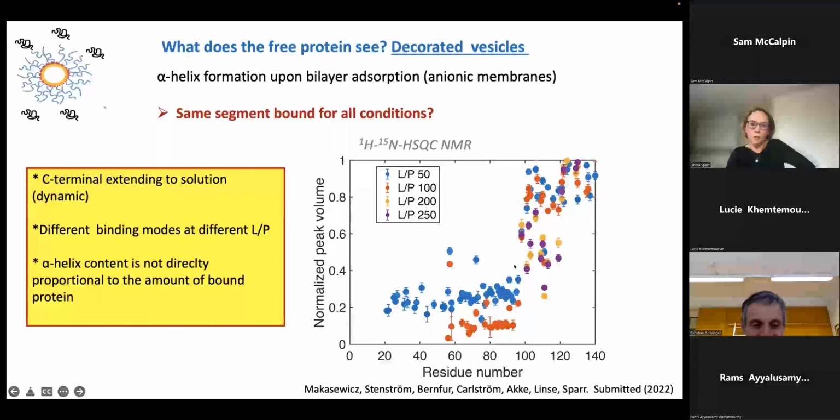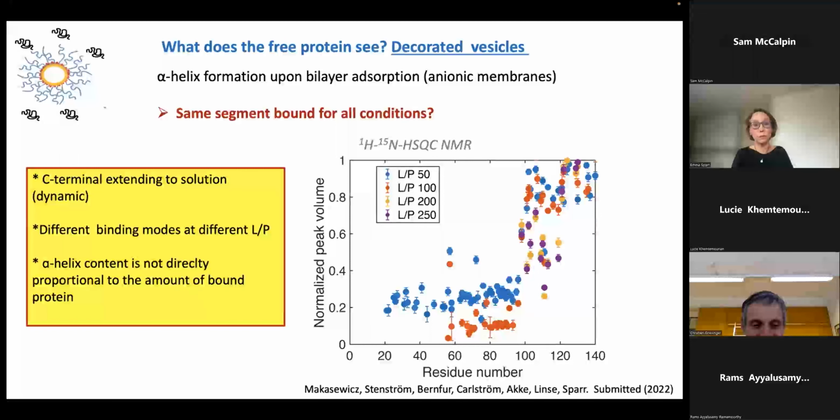While you can also have the binding mode where 100 amino acids are bound to the membrane and only 40 are sticking out. I have not time to go through this in detail, but you can analyze this and say that there is a coexistence of these different binding modes depending on the lipid protein ratio. From this, we can then say that the surface doesn't look the same in all these conditions.